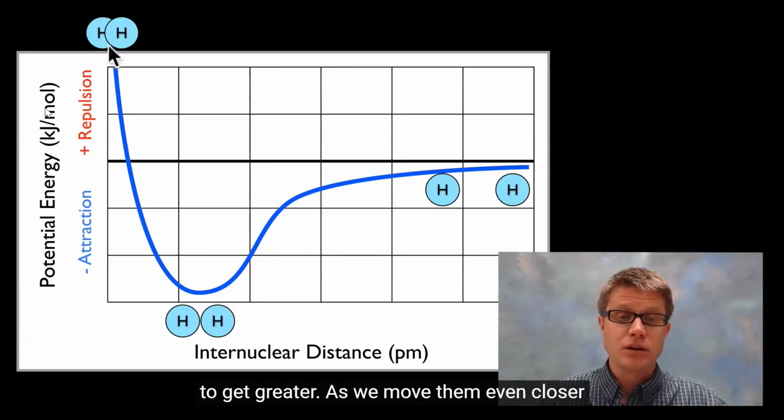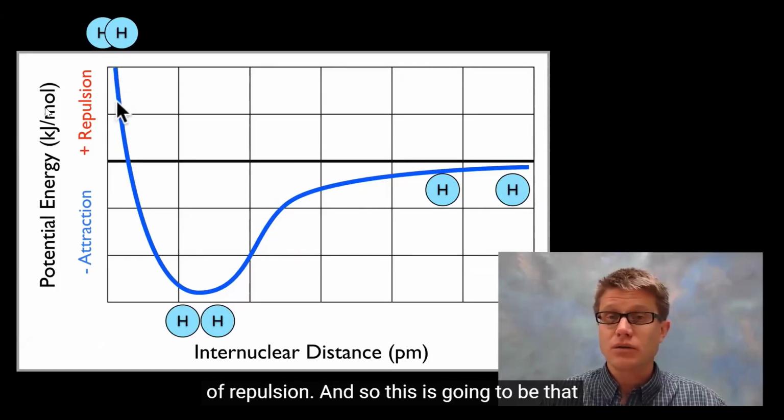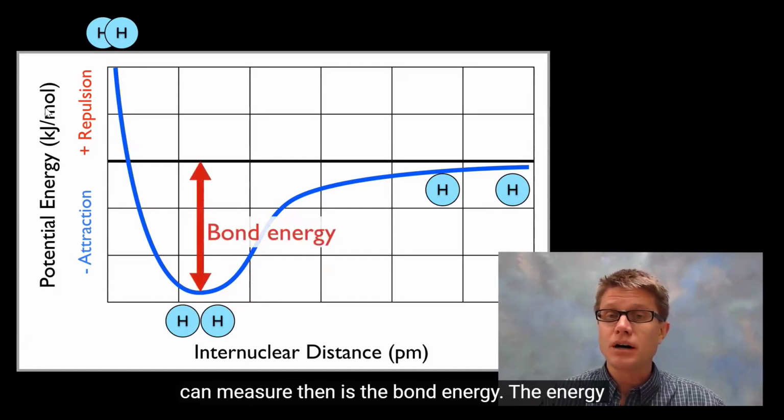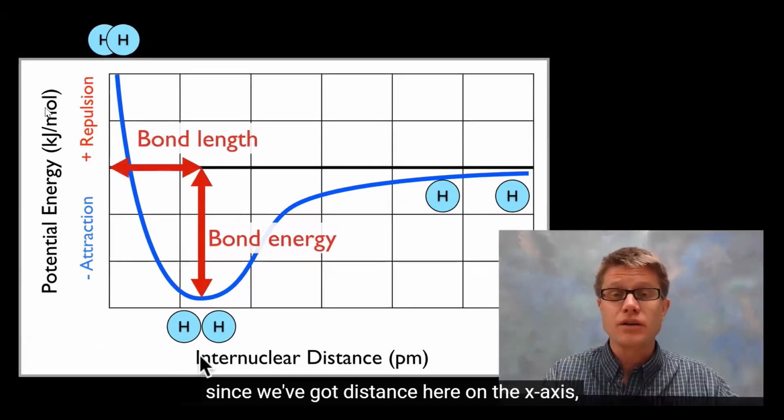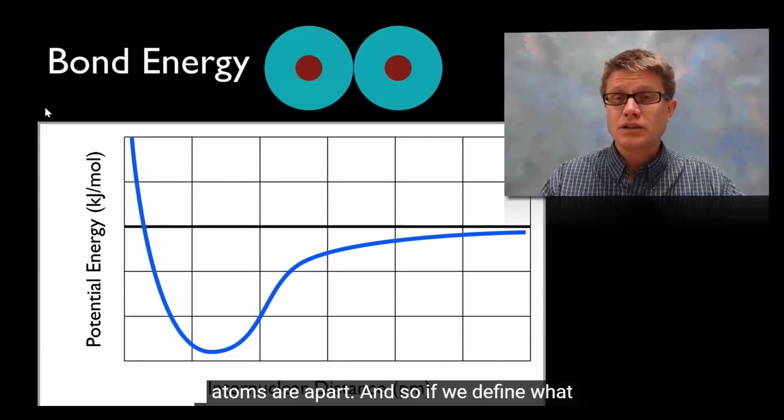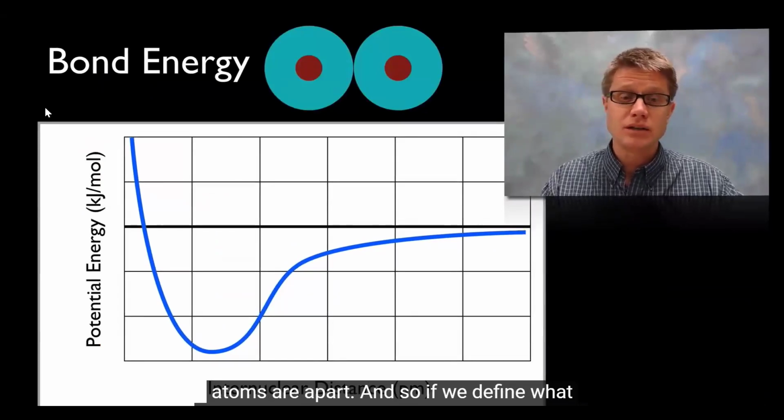As we move them even closer, then we're going to move into this whole idea of repulsion. And so this is going to be that Goldilocks area right here. And so what we can measure then is the bond energy, the energy holding those atoms together. And likewise, since we've got distance here on the x-axis, we can measure the bond length, how far those atoms are apart. And so if we define what is bond energy, it's just 2 atoms connected together.